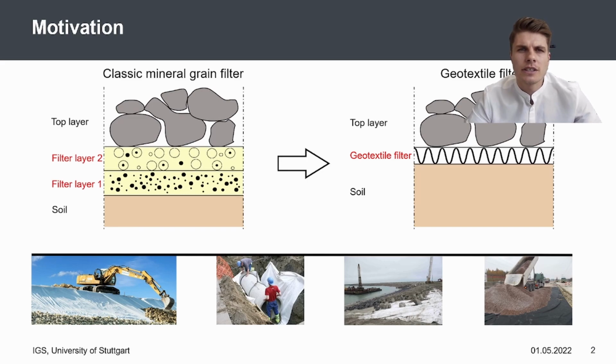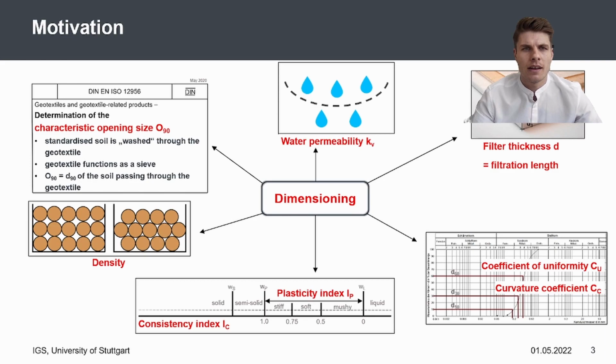As an alternative to classic single or multi-layer mineral grain filters, you can see here on the left side, the use of geotextile filters has been gaining in popularity for several years. The basic filter parameters used in the current filter rules for dimensioning geotextile filters are, in particular, the characteristic opening size O90, the water permeability, and the thickness of the filter itself.